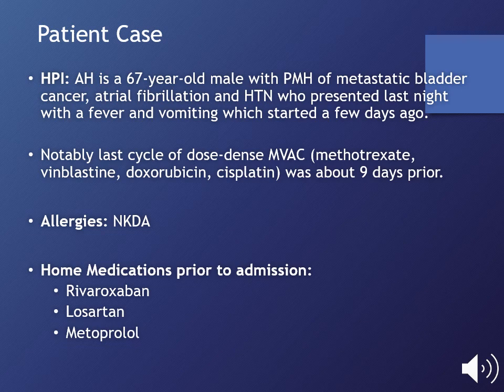This case brings a lot of the concepts and principles we discussed today together. So let's say AH, who has a past medical history significant for metastatic bladder cancer, atrial fibrillation, and hypertension, presents to the hospital emergency department with fever and vomiting, which started a few days ago. Notably, his last cycle of chemotherapy, which includes methotrexate, vinblastine, doxorubicin, and cisplatin, was administered 9 days ago. He has no known drug allergies, and he's on the following medicines at home.